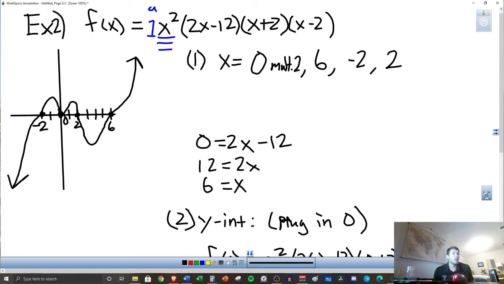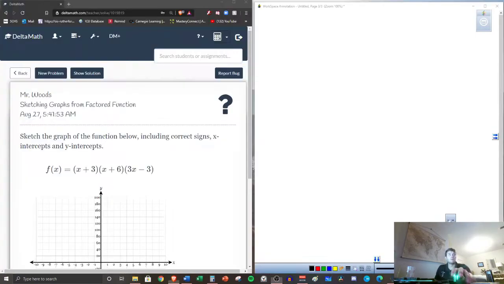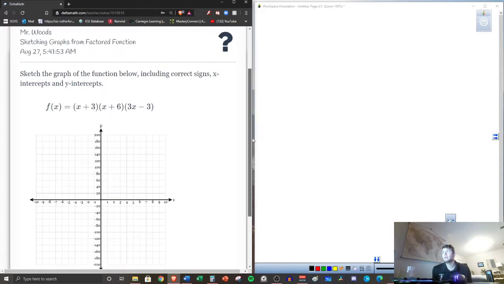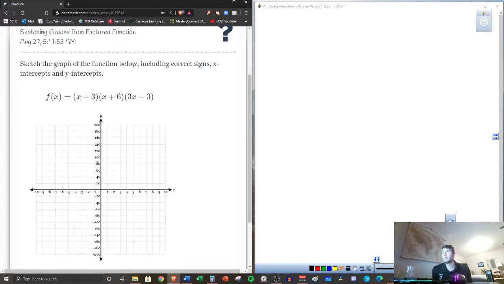Let's go ahead and look at a DeltaMath problem. Okay, so let's talk about the efficient way for you to work a DeltaMath problem, okay? So here's what it looks like. It's saying we need correct signs. We're going to graph a sketch of correct signs, X-intercepts and Y-intercepts. That's why we went through those steps, just to make sure that you were very successful in this, but all of those are really good steps as well.